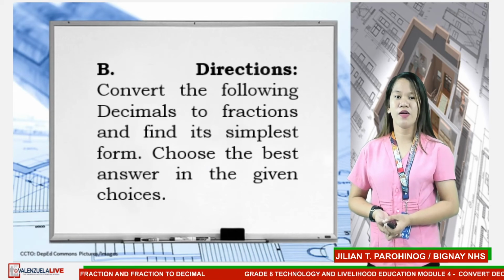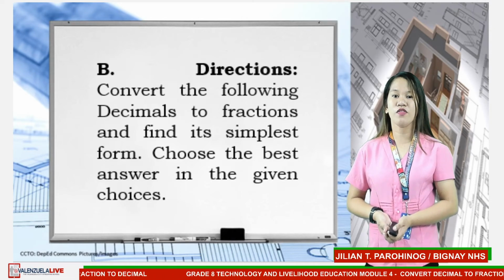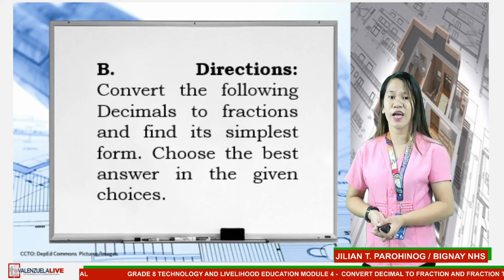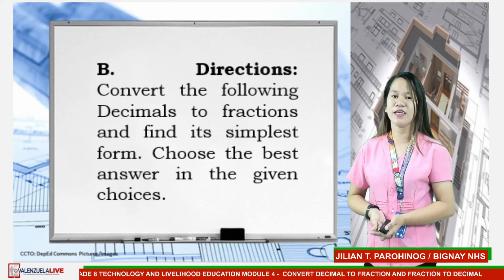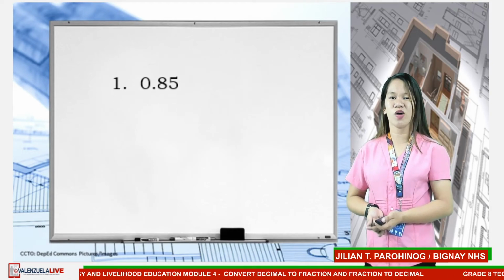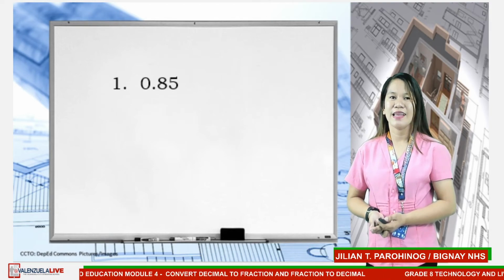So for now, let's have some more activities with direction. Convert the following decimals to fractions and find its simplest form. Choose the best answer in the given choices. You have 5 seconds to answer each number. Allow me to read each number for you. Let's begin.